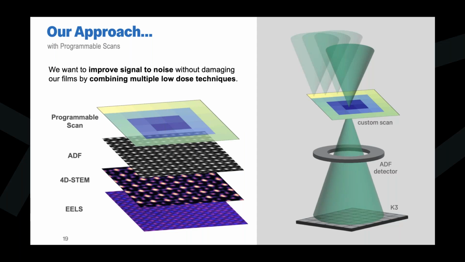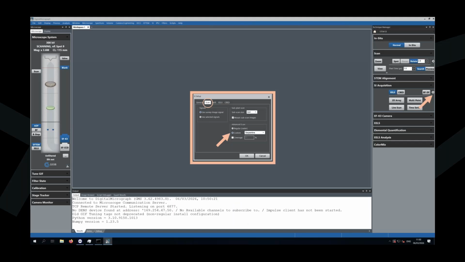So on the next slide, you can see how we actually do this. This is implemented in Gatan. It's pretty straightforward. This has been well integrated in the software, and this gives us the way in which we are able to control the scan pattern with custom scanning or scripting.